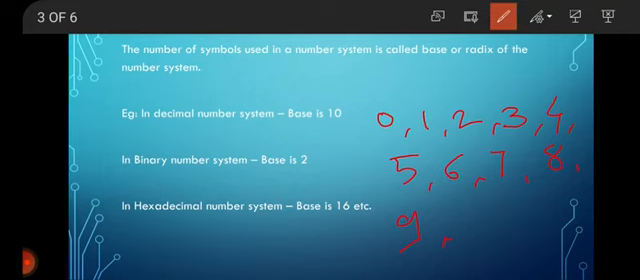Like this, in the binary number system, the base is 2. That is, the total numbers are 2. So what are they? 0 and 1. Like that, in the hexadecimal number system, the base is 16.